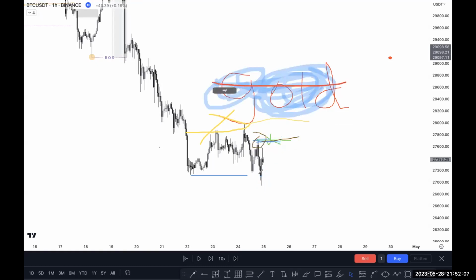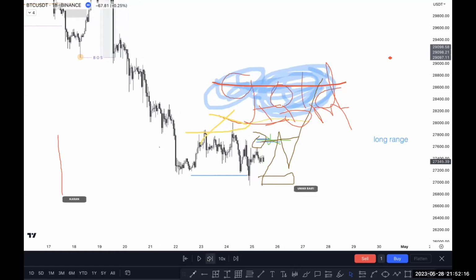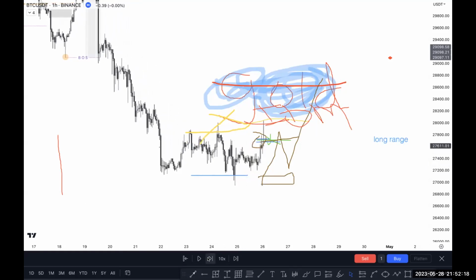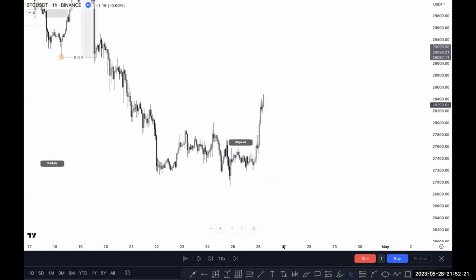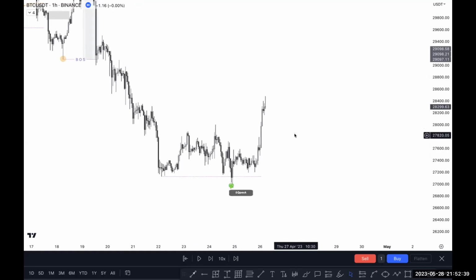If market taken out this one, then we can sell. So let's see what happening here. Okay, perfect. This one broke this low, and inducement also a safety at this point, and now we can sell here.